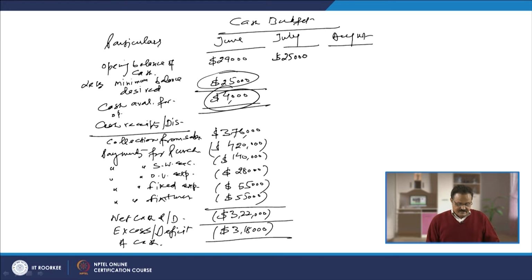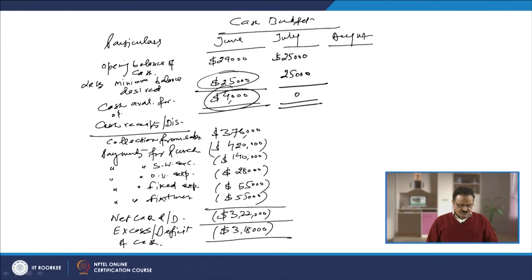Minimum cash desired is again $25,000, that we have to keep as the minimum cash balance. So, cash available for the operations is how much? 0. There is no cash available from the current month's opening balance, because we have only $25,000. We have to keep this $25,000 as a minimum cash balance, as the safety stock you can say. So, nothing is available for the operations.